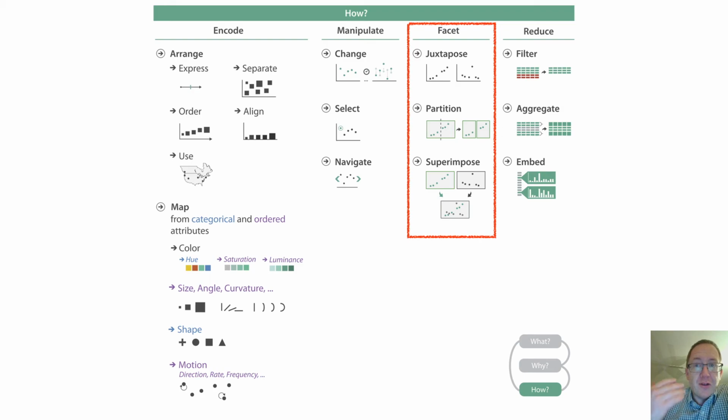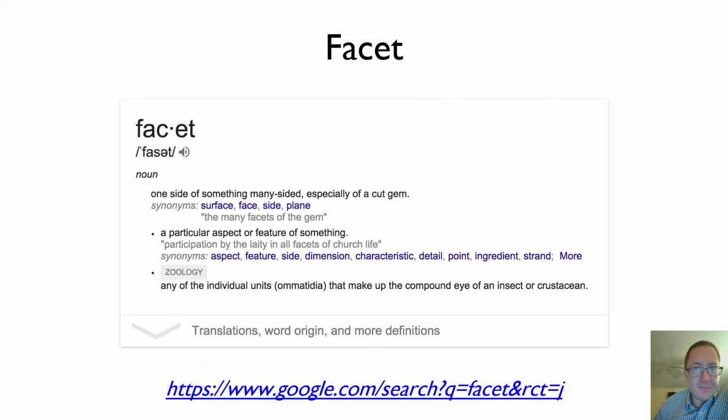We can either juxtapose it, put two side by side. We can partition a data set, put an arbitrary line and separate those things so you visually sort of break it apart. Or you can superimpose, which is I'm going to put two visualizations right on top of each other and see both at the same time.